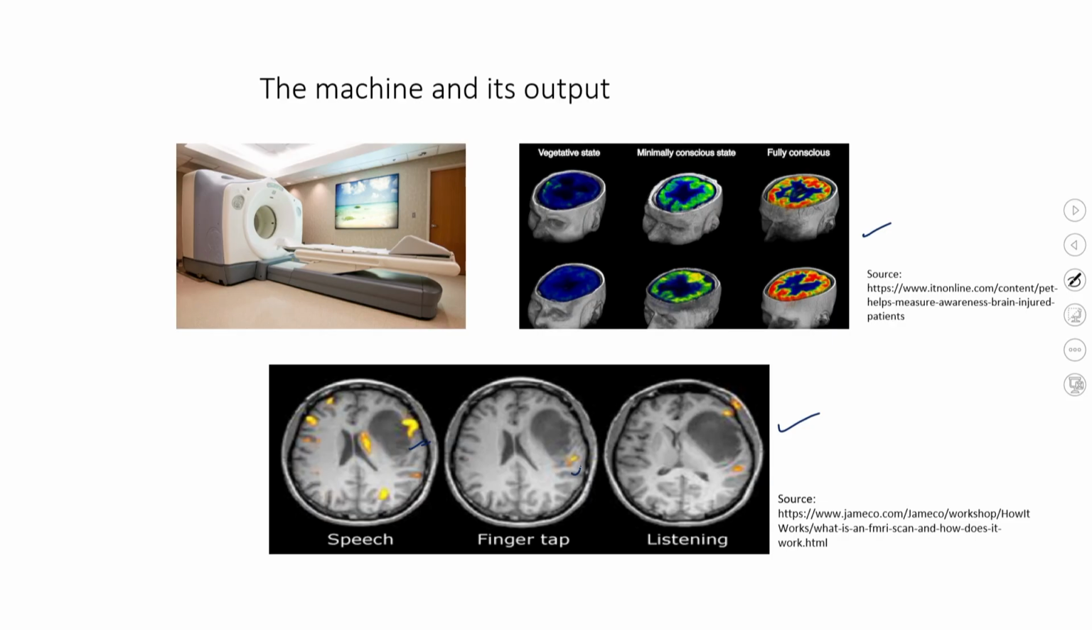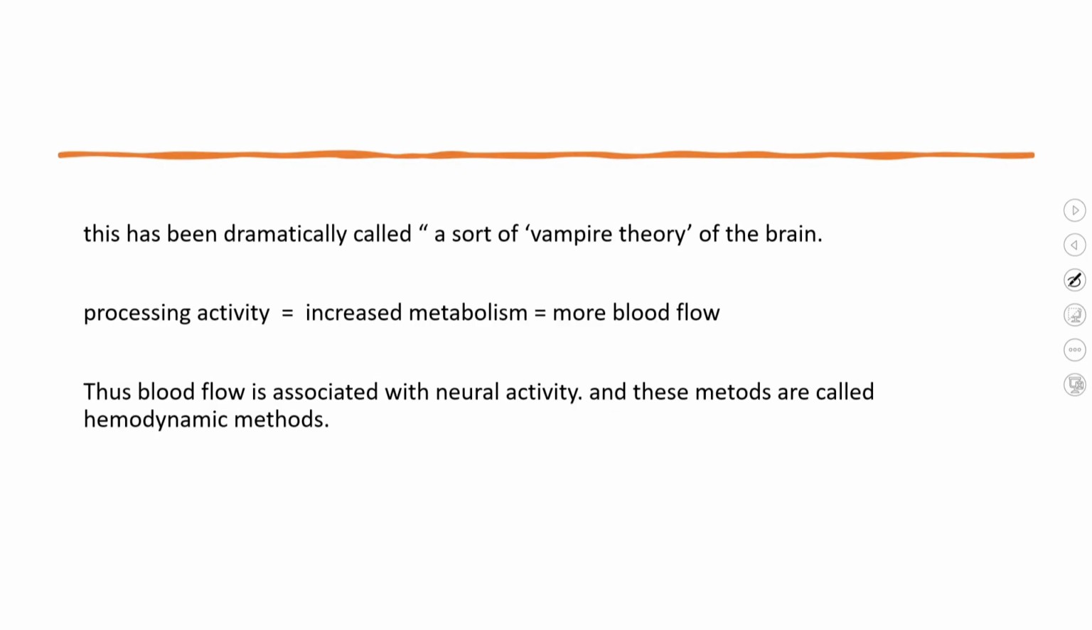In case of finger tap, you can see this is one area that is active. While listening, you can see the areas that are active. So, this is how they are marked. These areas are marked based on where the blood flow was going while the function was happening. As a result, these methods have been called the sort of vampire theory of the brain, because it is dependent on the blood flow.